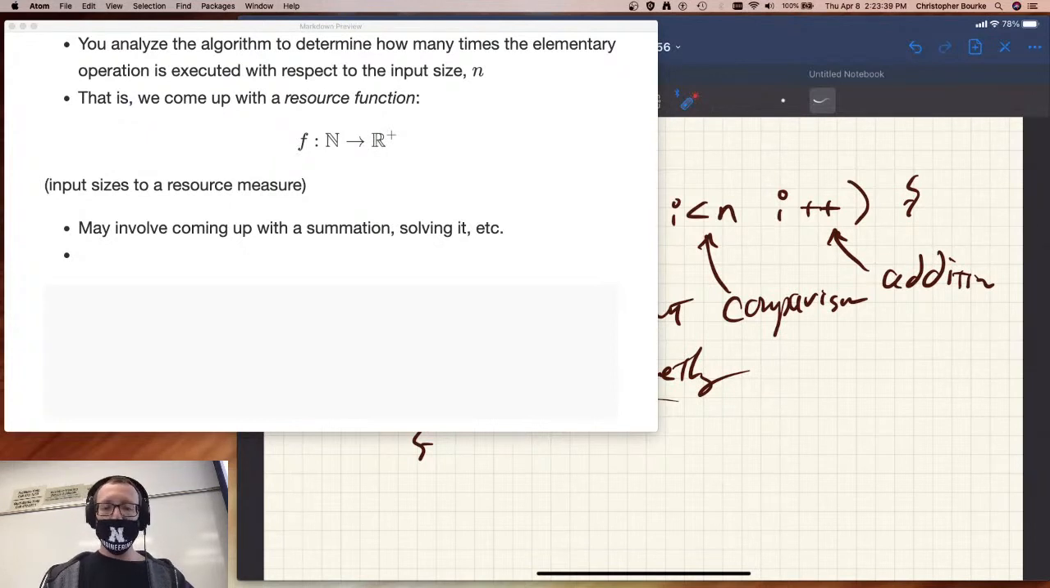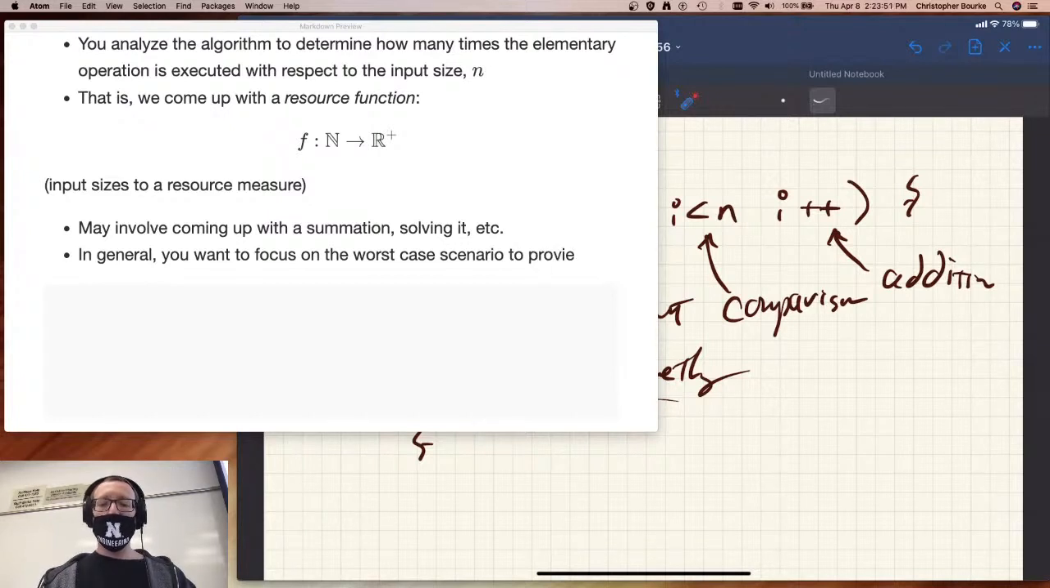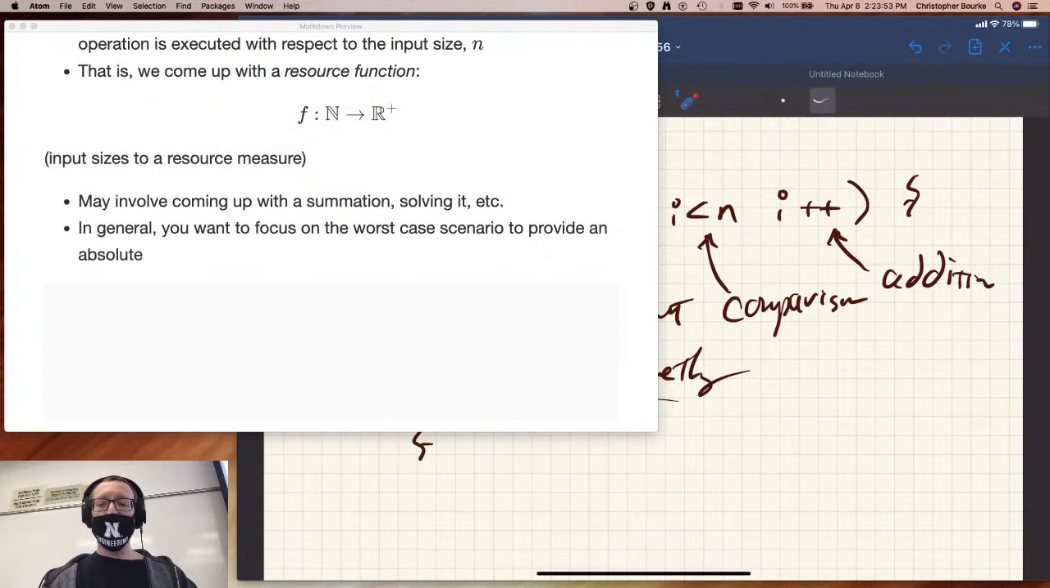Okay. In general, you want to focus on the worst case scenario, to provide an absolute upper bound on the resources required to run an algorithm.